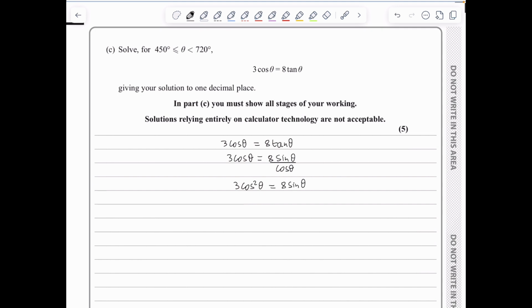Now we know that sine squared plus cos squared is 1, so we've got 3 brackets 1 minus sine squared theta being equal to 8 sine theta, and we expand the left hand side to get 3 minus 3 sine squared theta being equal to 8 sine theta. I will be collecting everything on the right hand side, taking me to 0 being equal to 3 sine squared theta plus 8 sine theta minus 3. So we are dealing with a quadratic in sine theta, which I can factorize into (3 sine theta minus 1) times (sine theta plus 3).